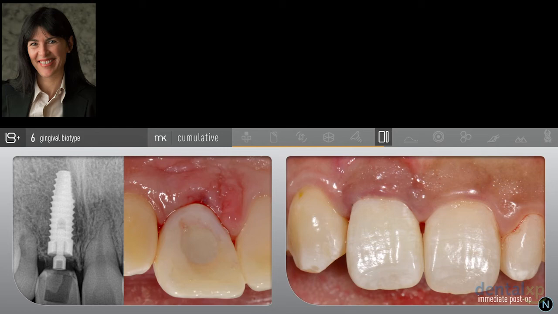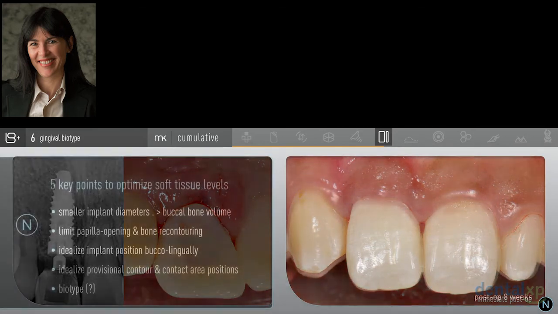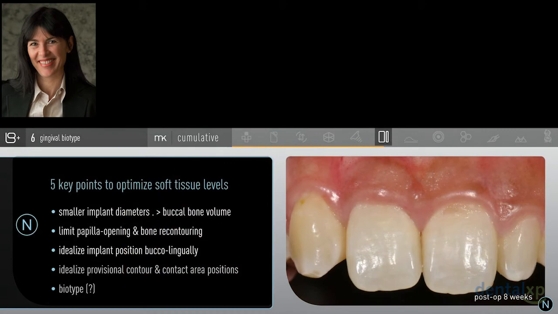But if I have thought about the contours of that tooth facially, interproximally, think about where the contact areas are, I've given incentive for those tissues to come back. So here, looking 8 weeks later, you can see very nicely how the tissues have recaptured themselves.